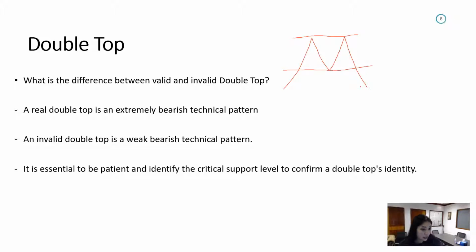As you can see, another way to identify a double top is that it's an M shape, right? It's an M shape.